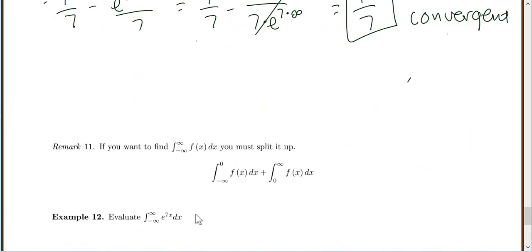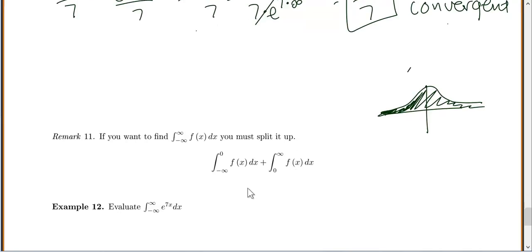And our last remark: if you want to find the integral from negative infinity to infinity of f of x dx, in statistics there's a really famous curve called the bell curve, or the normal curve, and you want to find the area under it all the way from negative infinity to positive infinity. So it does have applications. You want to find the area under this entire curve. But as far as calculus goes, if you want to integrate it, you split it up as two integrals from negative infinity to 0 and 0 to infinity. And you do each piece separately.